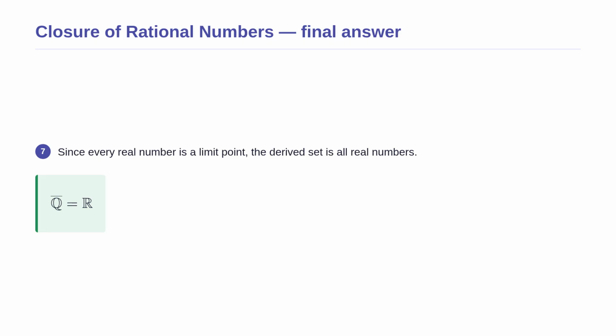Since every real number is a limit point, adding the limit points to the original set gives us the entire set of real numbers. The closure of the rational numbers is the complete real number line. In mathematics, we say the rational numbers are dense in the real numbers. This means that by closing the gaps in the rational numbers, we completely fill the entire space.